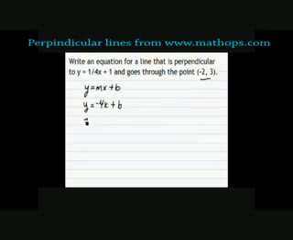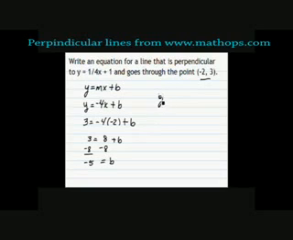3 goes in for y, and -2 goes in for x. Now we need to solve 3 equals -4 times -2 plus b. -4 times -2 is +8. Subtract 8 from each side. b equals -5. The equation for the new line is y equals -4x minus 5.